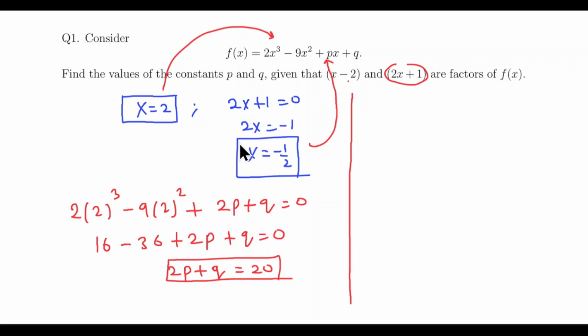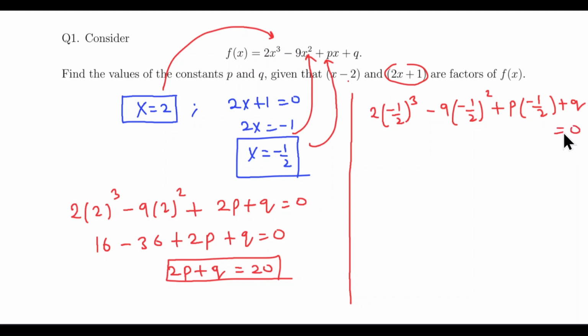Now I'm going to put negative 1 over 2 over here. So this is going to look like 2 times (negative 1 over 2) cubed minus 9 times (negative 1 over 2) squared plus p times negative 1 over 2 plus q, right? And that should also give me 0 because, once again, these guys are the roots. So this will become negative 2 over 8. This will become minus 9 over 4. This is minus p over 2 plus q is equal to 0.